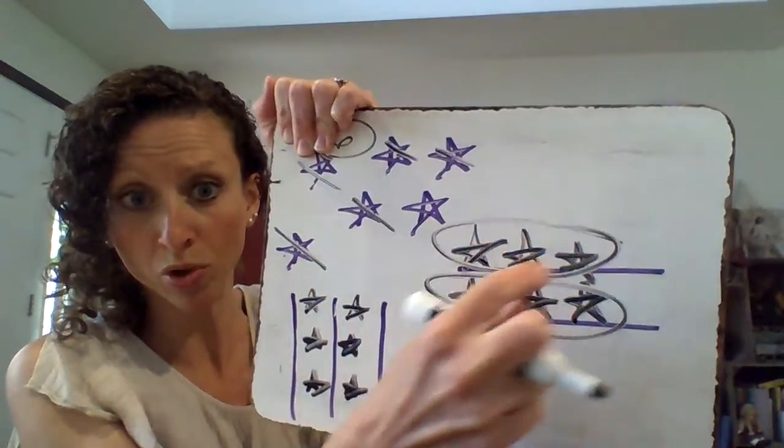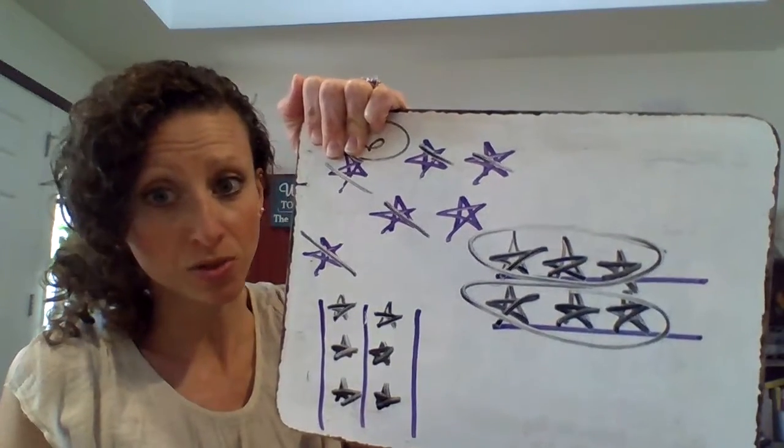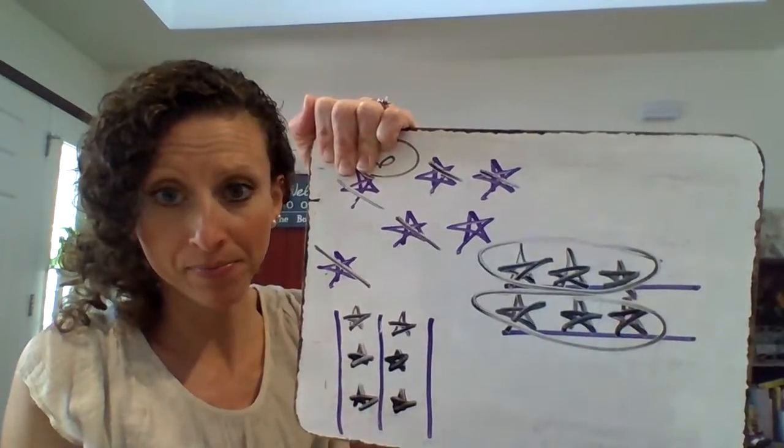This was 2 rows, okay, with 3 in each. Do you see the difference? One's going left to right, and one's going up and down. Let's try again.